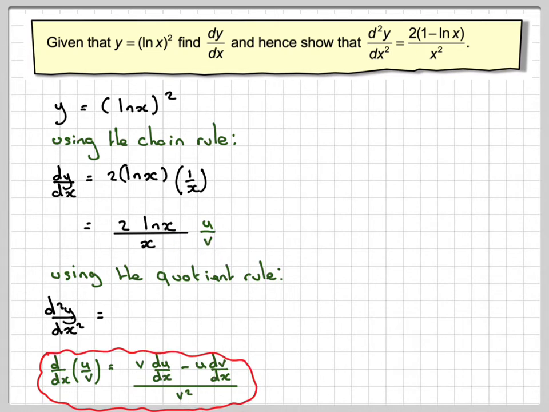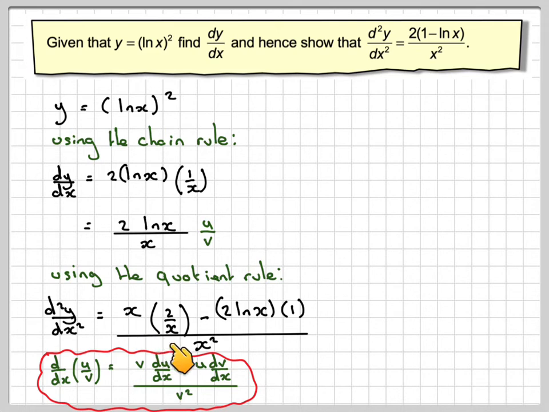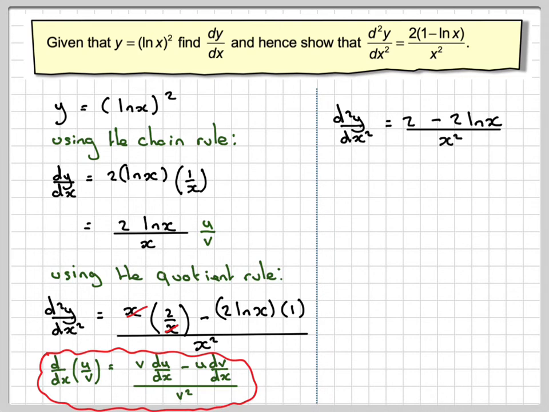So u is 2 ln of x, so v will be x times the derivative of 2 ln of x, which is 2 over x, minus u, which is 2 ln of x, times the derivative of v, which is 1, over v squared, which is x squared. These x's will cancel, so you're going to get 2 minus 2 ln of x over x squared. Common factor here of 2, so you're going to get 2 times 1 minus ln of x over x squared, as required.